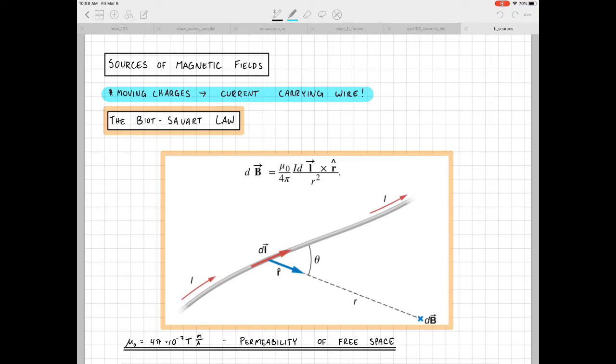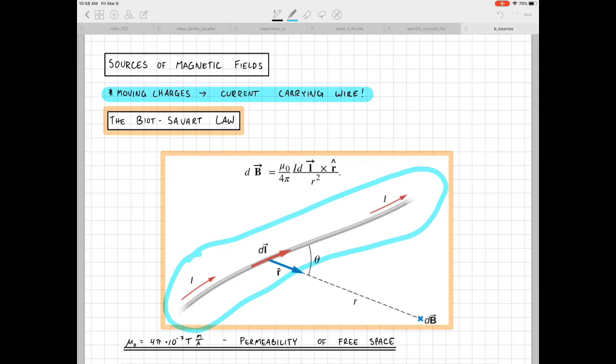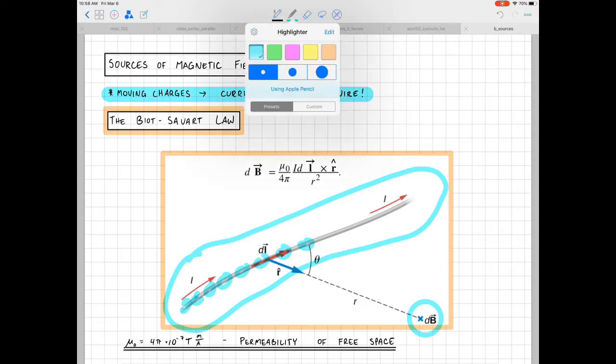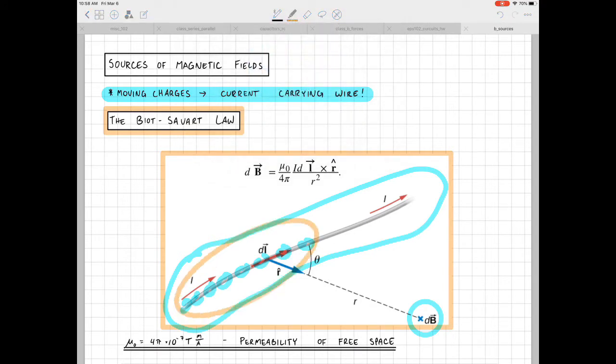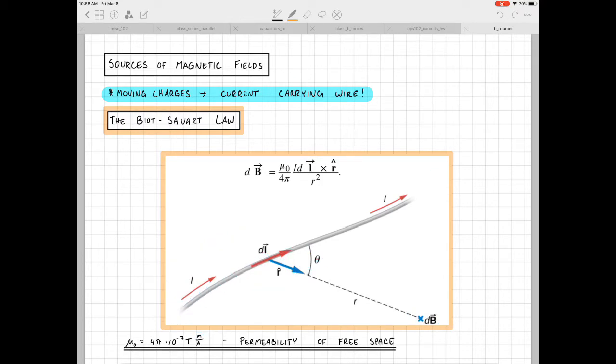If you've got this current carrying wire, you have got charges moving at all these different locations, right? You've got charges moving all throughout the wire. And if you want to determine the magnetic field at some location, say over here, you've got to determine the contribution from all of these charges that are moving. And so the way that we're going to approach this is we are going to break up the wire into a small chunk.